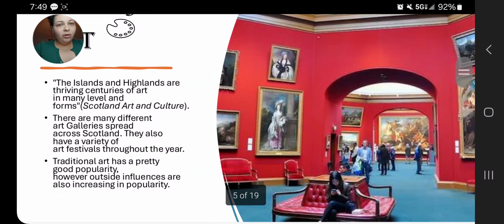And now we're going to talk about the arts. The islands and highlands are thriving with centuries of art in many levels and forms. There are many different art galleries spread across Scotland. They also have a variety of art festivals throughout the year. The art festivals are mostly in these cities, from what I could tell by certain pictures and just reading a little bit about it and the way they talked about it.